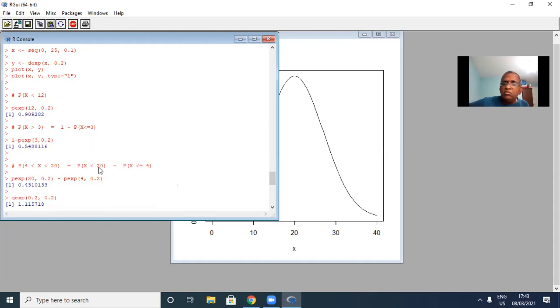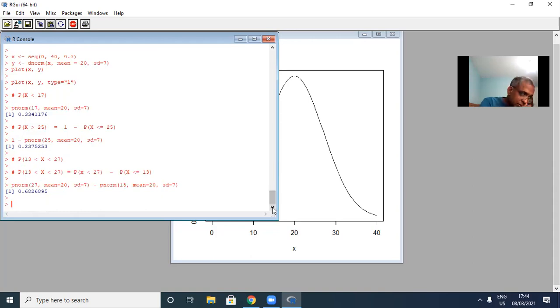No, it cannot be 19 because x is continuous. So this is equal to this. Remember, exponential is not a discrete distribution. So the probability of x between 4 and 20 is the same as the probability that x is less than 20 minus the probability that x is less than or equal to 4, right? Yeah, because it's a continuous distribution, right? Okay, right. Any other questions, guys? Let me know. All right, so this completes part 1 of question 4.